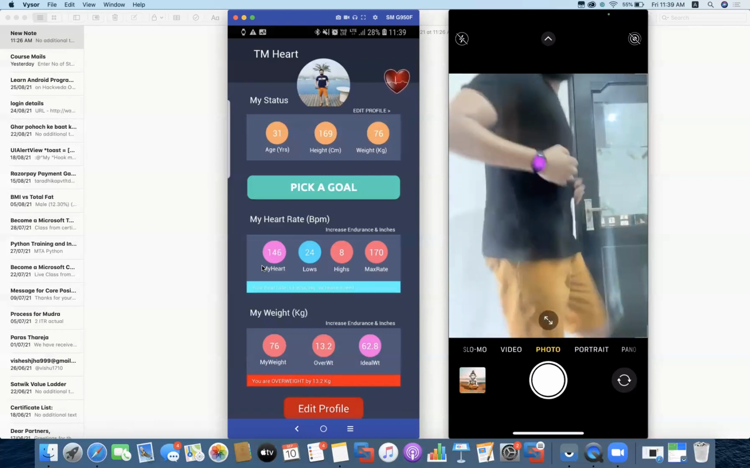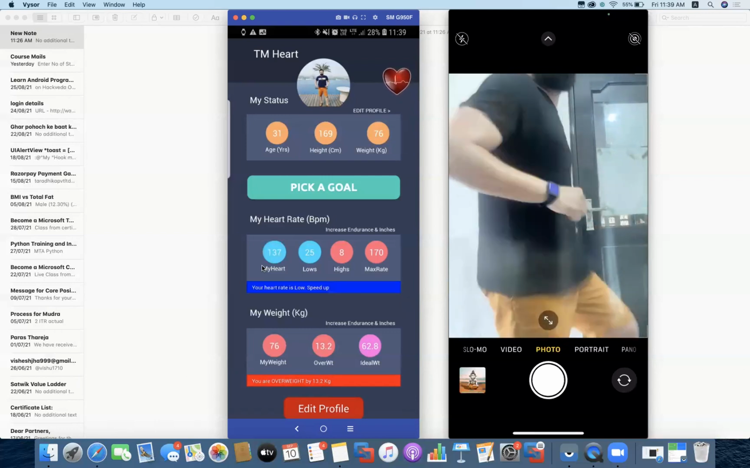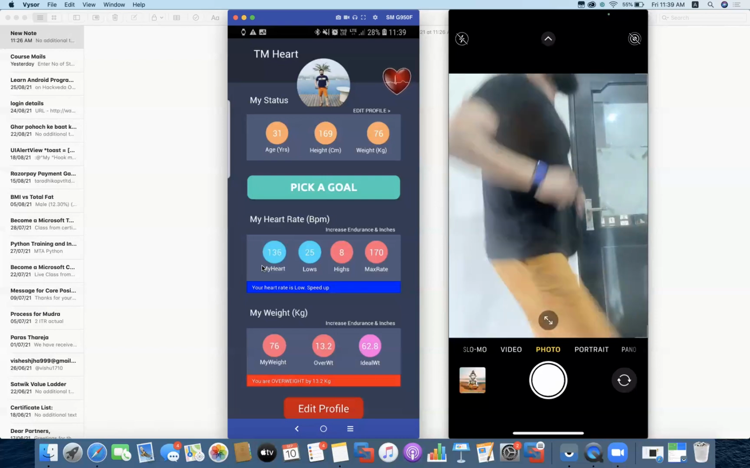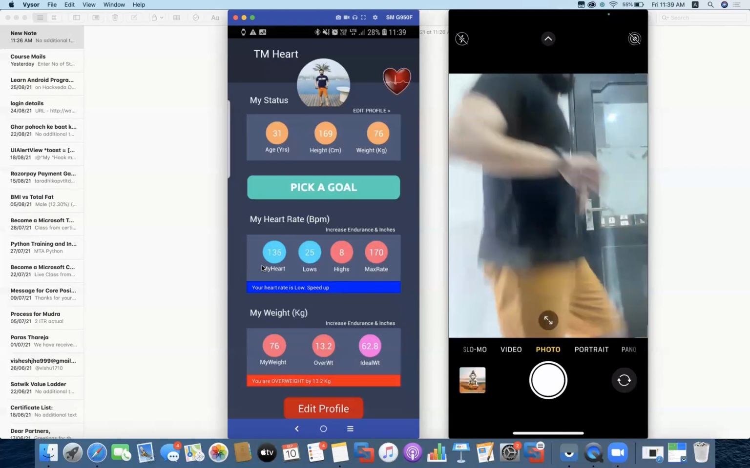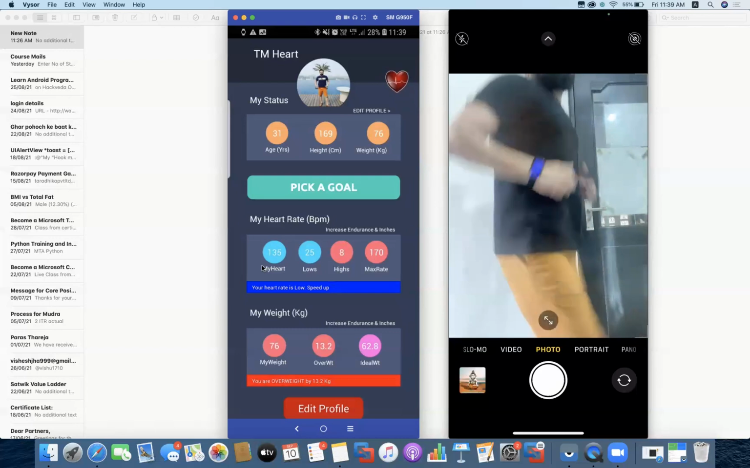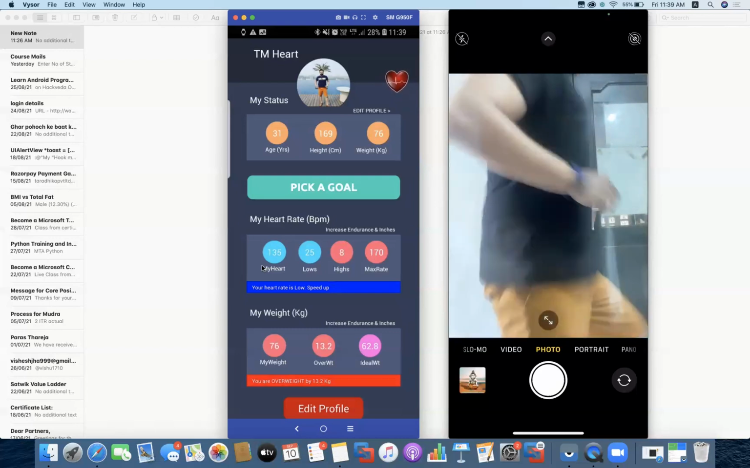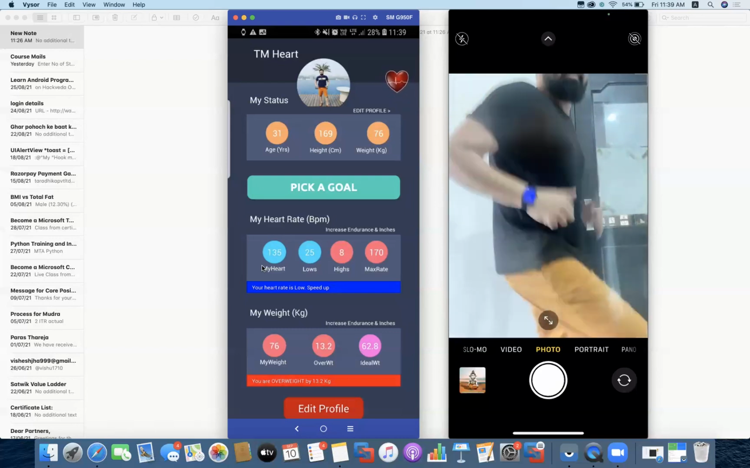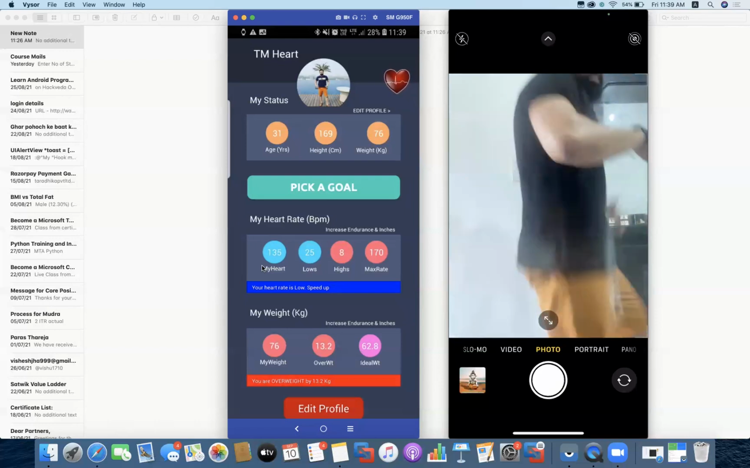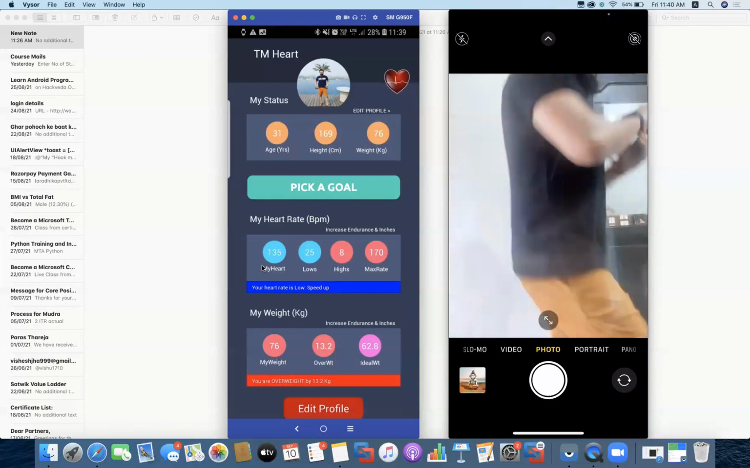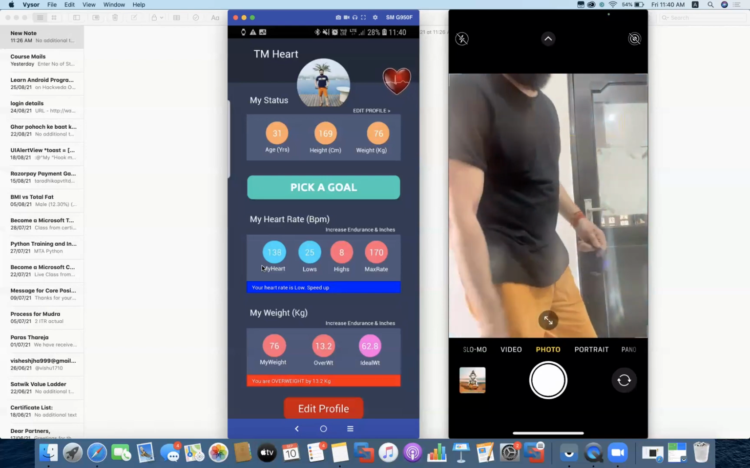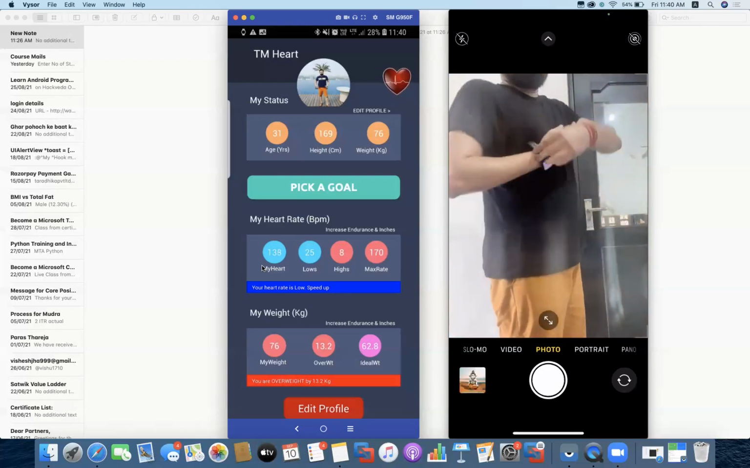So this is the state where I can continue exercising. If I go slow, automatically I'll be identified that I'm going slow and I need to start working out a little harder. In case you get sweat, kindly wipe your hands so that the watch reads the proper values.